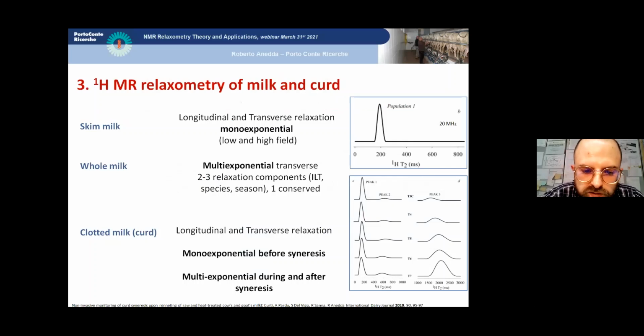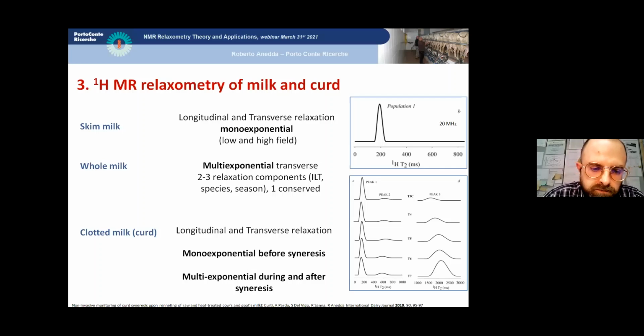As I showed in the previous slide, whole milk can sometimes show multi-exponential relaxation. It may depend on the method used to fit the signal decay. Inverse Laplace transformation is usually adopted, but it may depend on milk source, on season. In any case, whole milk can be different from skim milk in the number of proton populations, and NMR relaxometry is able to spot the difference between different samples. This is according to our experience.